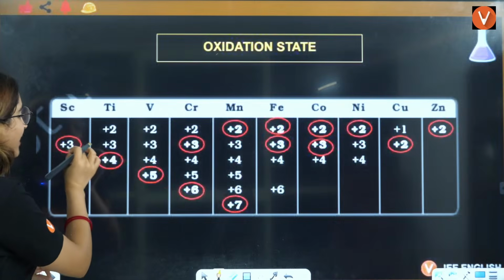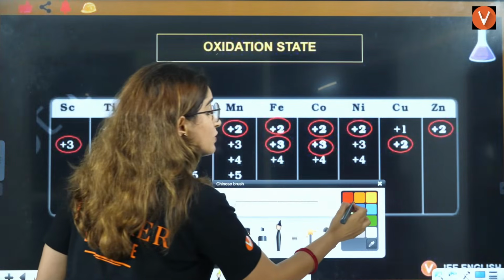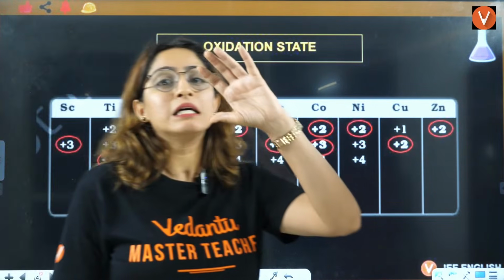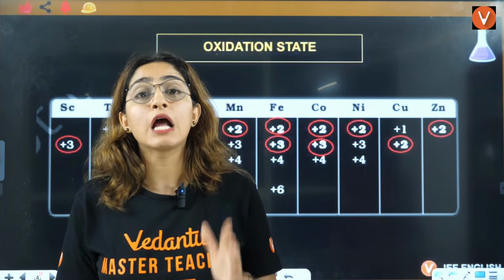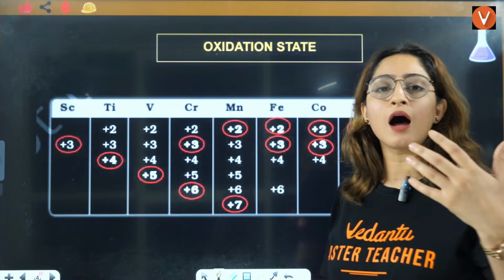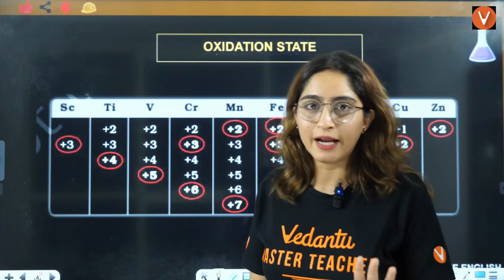Now, ma'am, what are these red circles that you have marked? So these red circles, you will see in your NCERT also, they have made these oxidation states in bold numbers. What do you mean by that? These red circles mean that these are the most stable oxidation states for that particular element.